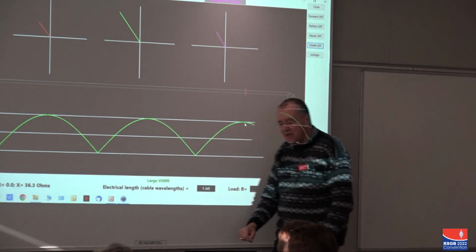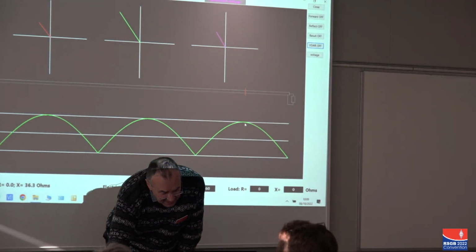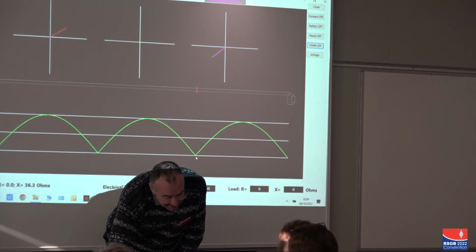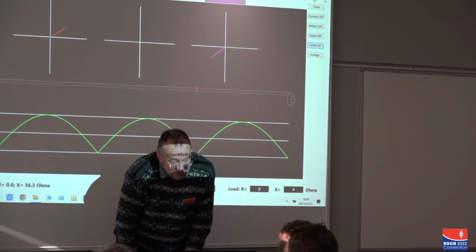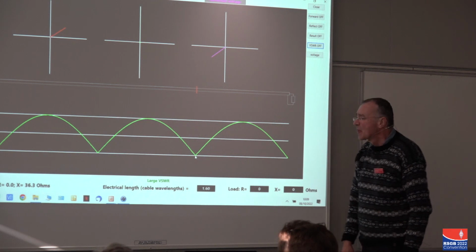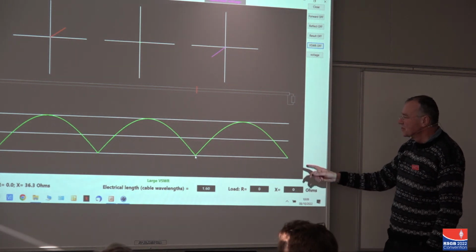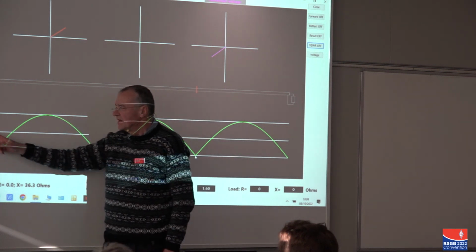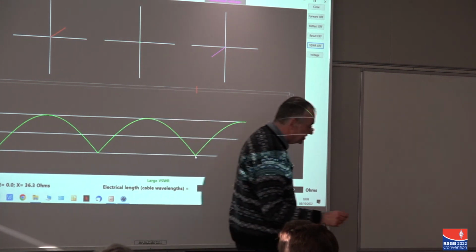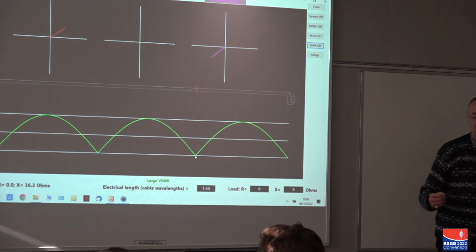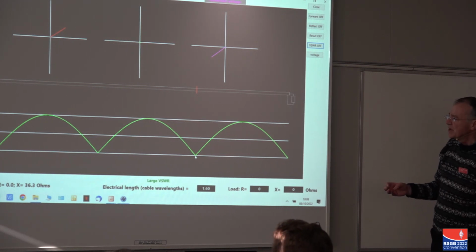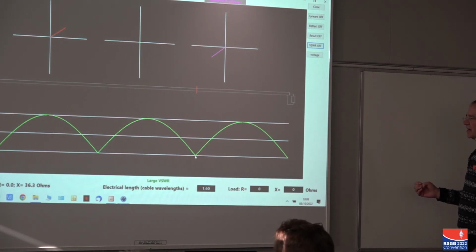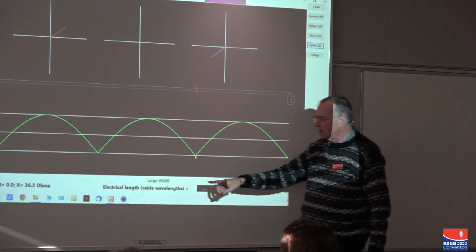And then go down a bit further, and hey, they're exactly equal and opposite here, and so you get 0, and so forth. So you get this familiar standing wave pattern, in this case the voltage standing wave pattern, and we measure that in terms of the voltage standing wave ratio, the VSWR.